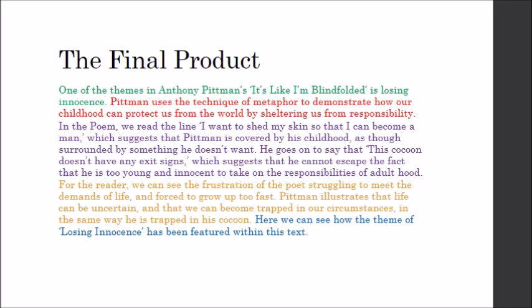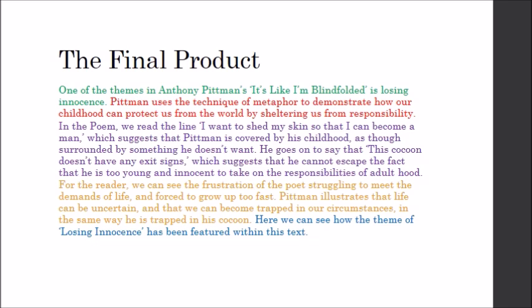So if I put it all together, it reads like this. One of the themes in Anthony Pitman's It's Like I'm Blindfolded is losing innocence. Pitman uses the technique of metaphor to demonstrate how our childhood can protect us from the world by sheltering us from responsibility. In the poem, we read the line, I want to shed my skin so that I can become a man, which suggests that Pitman is covered by his childhood as though surrounded by something he doesn't want. He goes on to say that this cocoon doesn't have any exit signs, which suggests that he cannot escape the fact that he is too young and innocent to take on the responsibilities of adulthood.